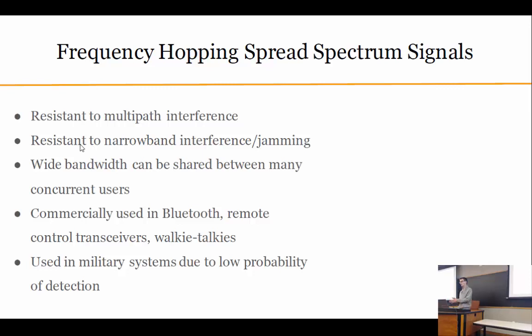Some devices that actually use this are Bluetooth devices. So your phone or a laptop actually uses this frequency hopping technique, and it's also in a Wi-Fi standard as well. There are some other devices like walkie-talkies, RC, which uses Bluetooth a lot, among other things like cordless phones. In military, it's used for its lower probability of detection. When your signal is hopping between multiple frequencies, it's harder to pin down where that signal is and identify it.